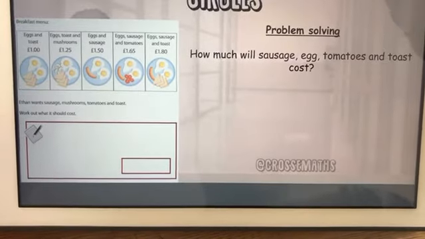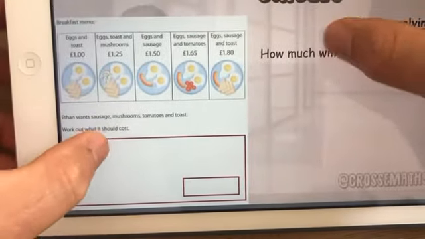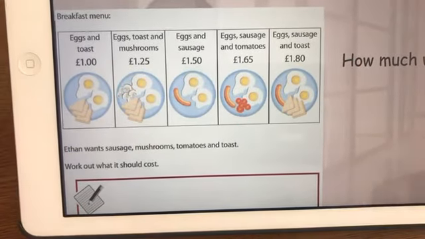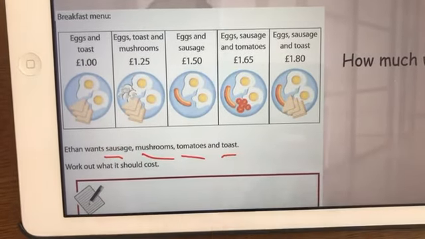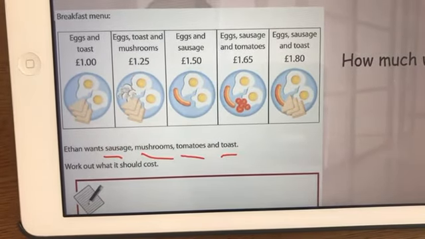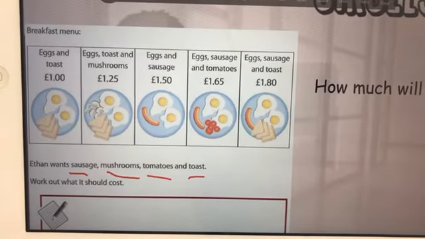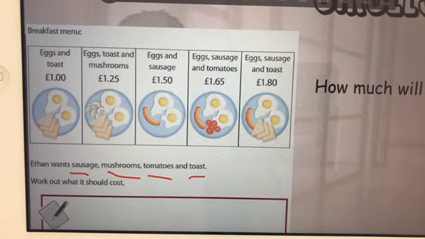We've got a little bit of problem solving. I want to know how much sausage, mushrooms, and tomatoes and toast will cost. Okay, that's what Ethan wants. How much is that going to cost him? Okay, I've zoomed right in just so you've got a really clear picture of what's going on. A bit of problem solving for you. Have a go at that for me, please, guys. I'll give you about a minute and a half or so just to get that done.